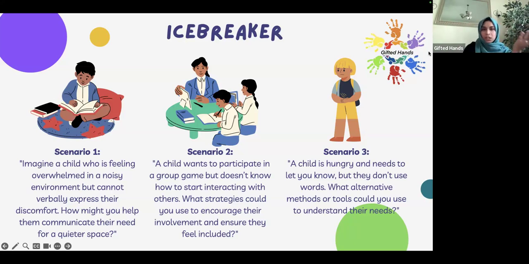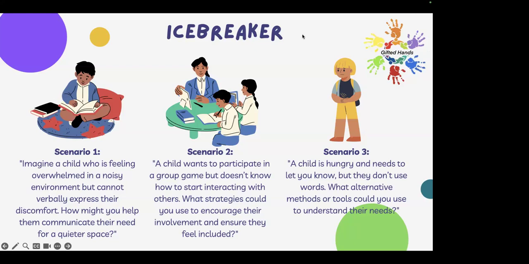One may need a picture system. One may use a communication board. You will see what strategies and tools you can use with nonverbal autistic children. But yes, each child is different, so it depends.